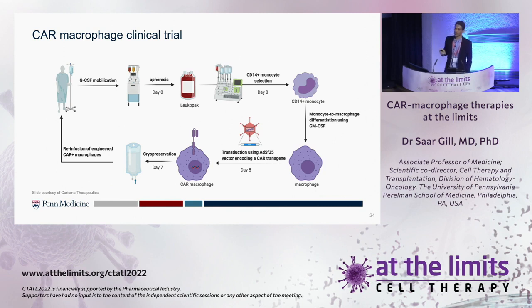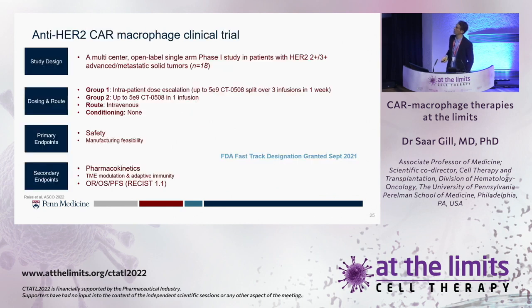They go CD14 positive selection using a Miltenyi system. Then those CD14 monocytes undergo polarization to become macrophages upon exposure to GM-CSF for 5 days, and on the 5th day, we add the Ad5F35 vector to confer expression of the HER2 CAR. And those cells can be easily frozen and reinfused. And the trial is open at 5 sites. I think I'll show you some details on that in a moment.